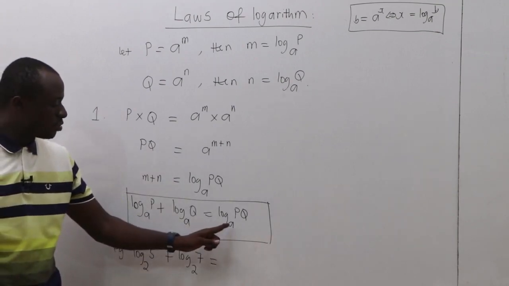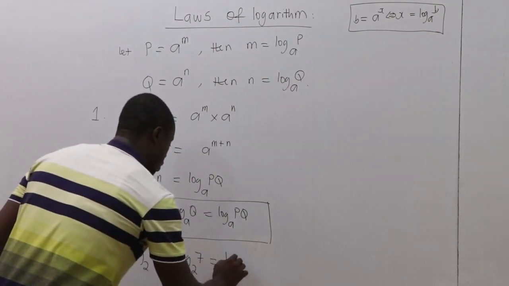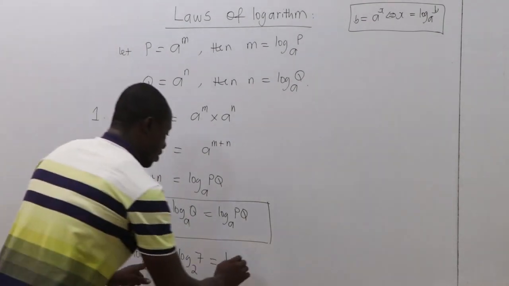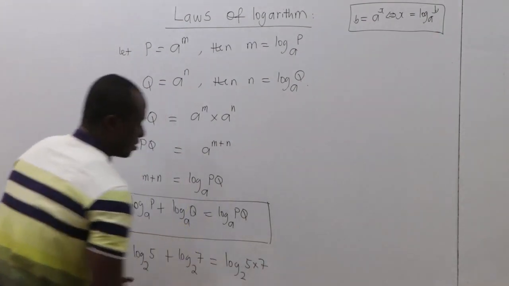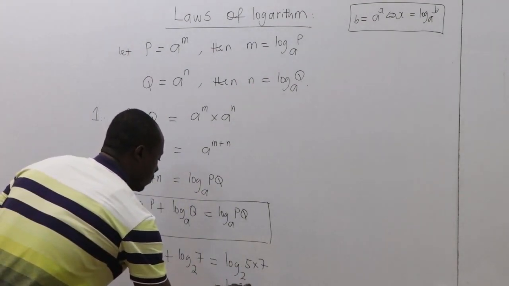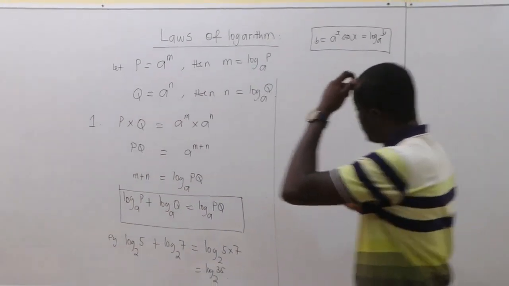And this is equal to log 2 of PQ. So clearly here, log 2, our 2 is our A. So log 2, and then we have 5 times 7. And this is equal to log 2 of 35. Let's consider another example.